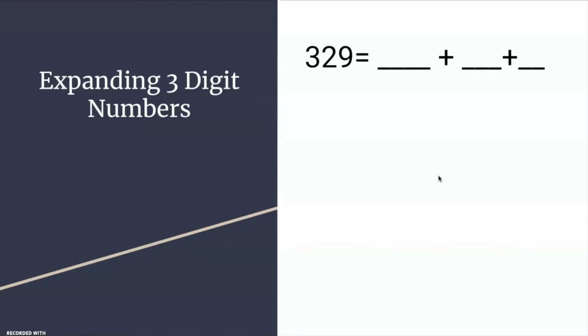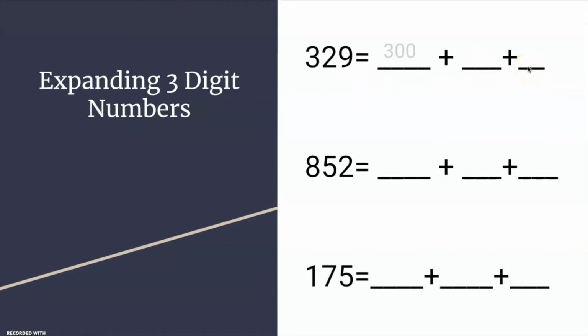All right, now for expanding 3-digit numbers this way, we start with our answer, and we want to break it up, expanding it out. So I can see that in my hundreds place, I have a 3. So I'm going to want to put 300 here. I have a 2 in my tens place, which would be 20. I'm going to put a 20 here. And we're going to take the 9 from our ones place and put the 9 here. So a 300 there, a 20, and a 9.